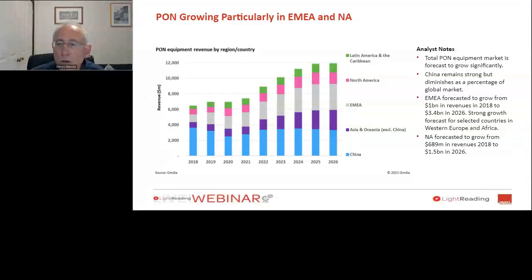The total PON equipment market is also forecast to grow significantly through 2025. China remains strong, but diminishes as a percentage of the global market. EMEA is forecast to grow from $1 billion in revenue in 2018 to $3.4 billion in 2026. And strong growth is forecast for selected countries in Western Europe and Africa. North America is forecast to grow from $689 million in revenues in 2018 to $1.5 billion in 2026.